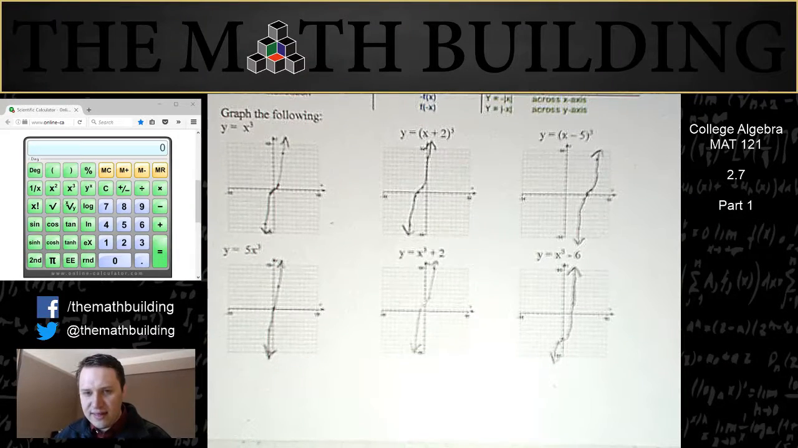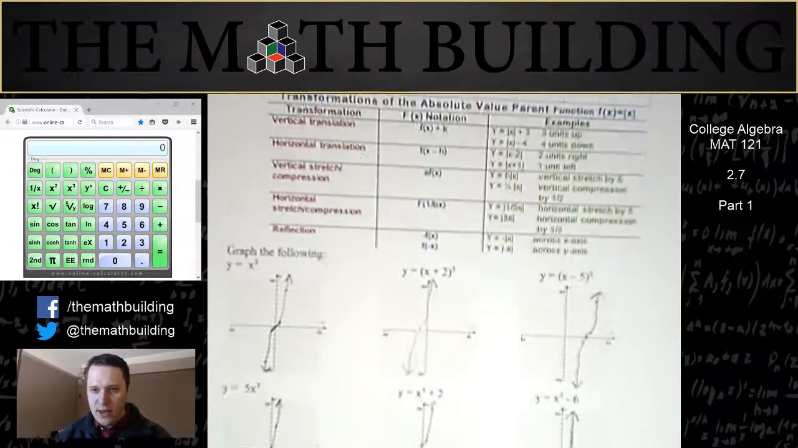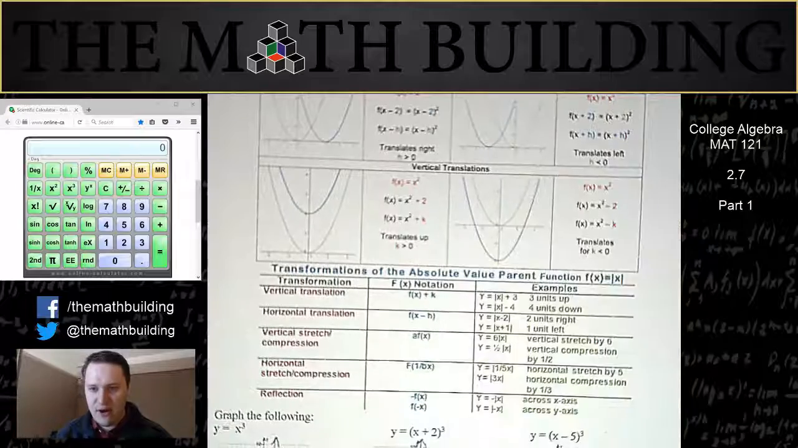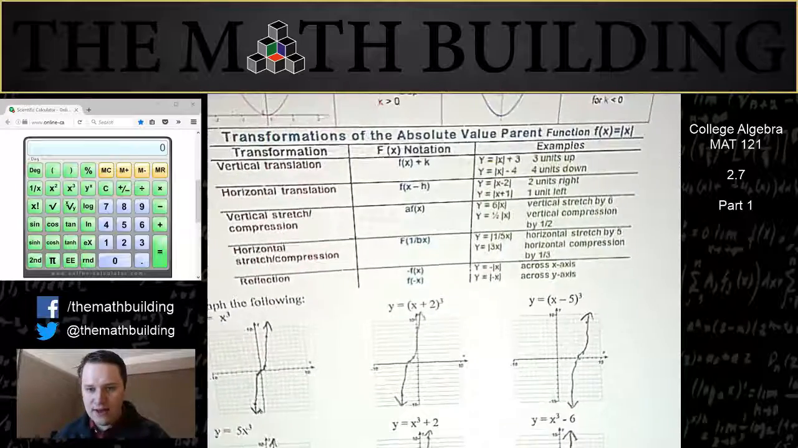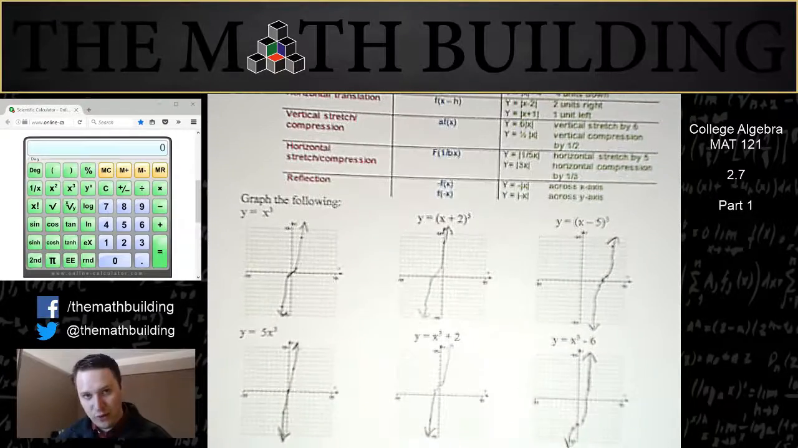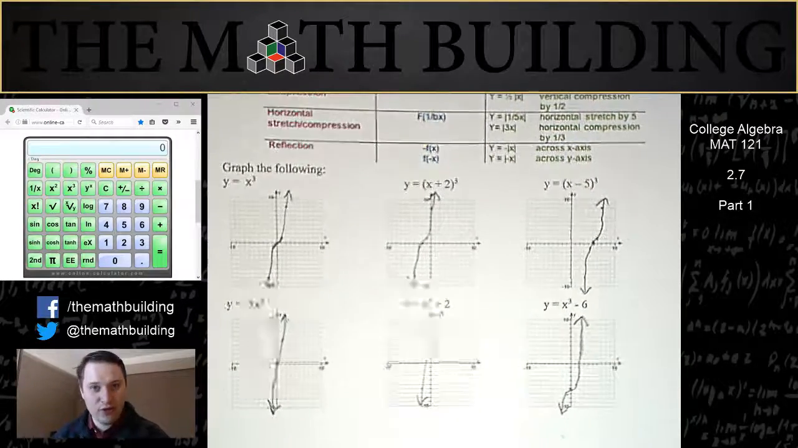So you can see that these shifts are pretty easy. They're either going to go left, right, up, or down. They're either going to get skinnier or they're going to get wider. But these essential shifts are very much the same for absolute value, or x squared, or x to the third, the square root function, x to the fourth, you name it.